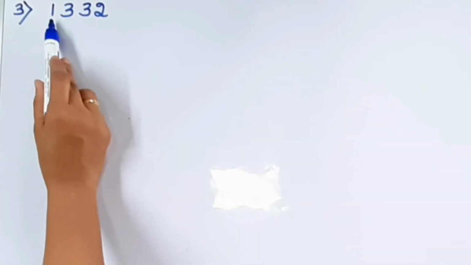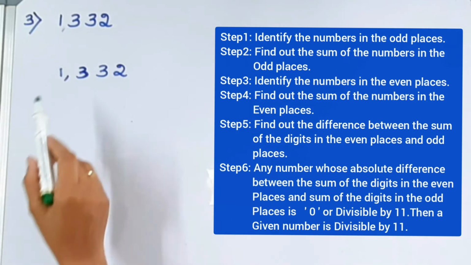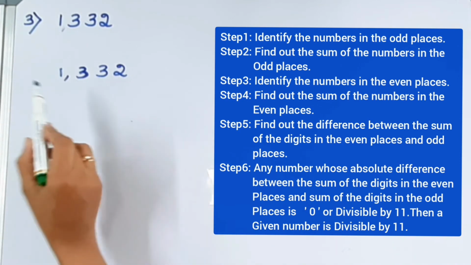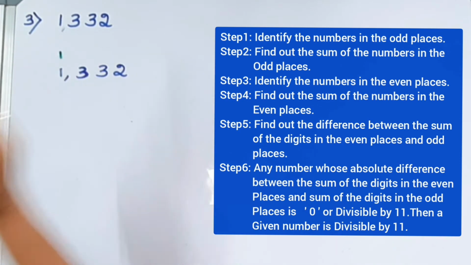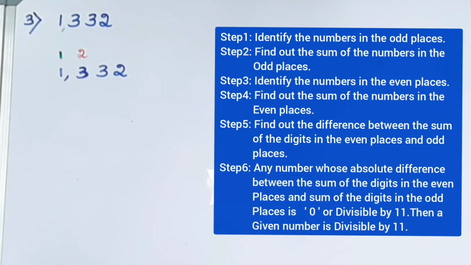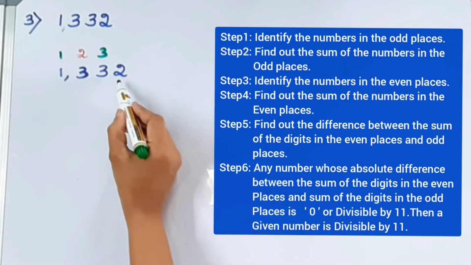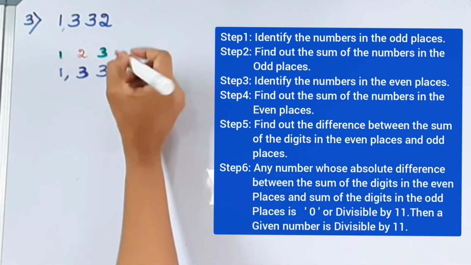Third example, 1332. Now we have to find out whether 1332 is divisible by 11 or not. Let us follow the steps and see. In 1332, 1 is in the first place, 3 is in the second place, this 3 is in the third place, and this 2 is in the fourth place.